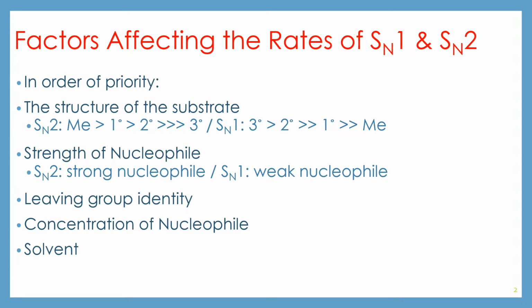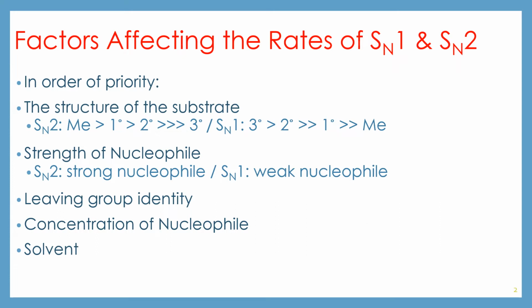For an SN2 reaction, any methyl substrate is more likely to undergo an SN2 reaction. Same with primary. A tertiary substrate is definitely going to undergo SN1. A secondary substrate is kind of the only gray area for SN1 and SN2.